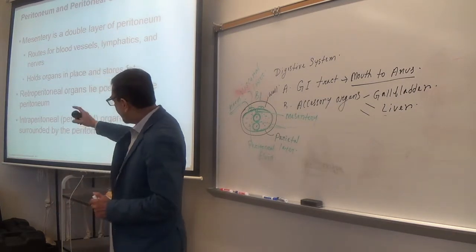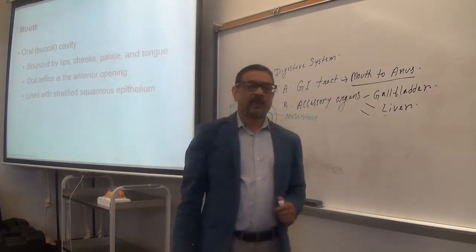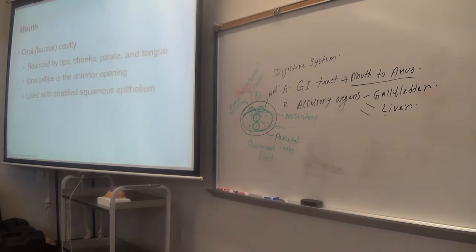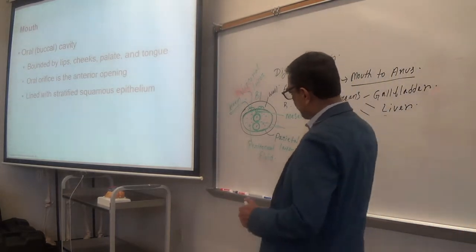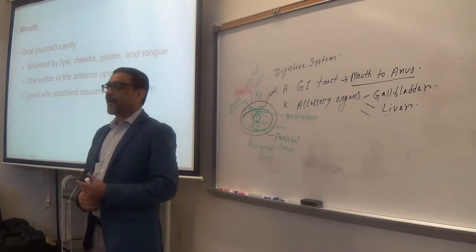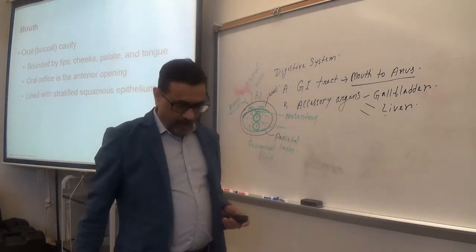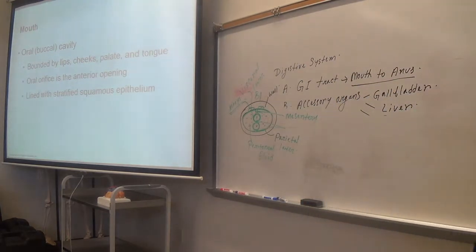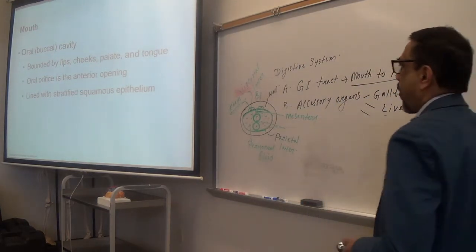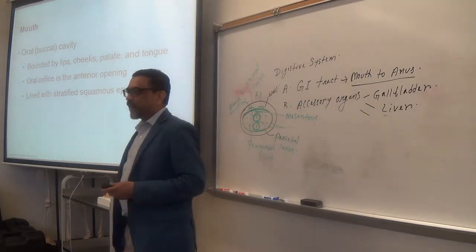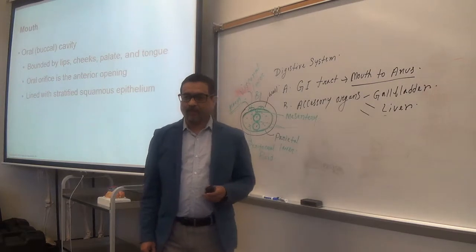Okay? Retroperitoneal, intraperitoneal. Most of the organs are intraperitoneal. Few organs, like kidneys, are located outside. Those are retroperitoneal. Okay. Now, we will talk about the first organ, which is the mouth. The boundary of the mouth or oral cavity.